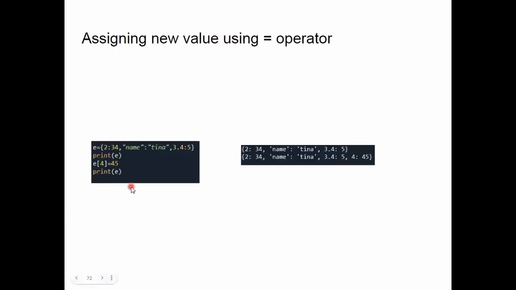Now accessing the values, how can we access the values? Suppose we have this dictionary and I'm printing what is present in E, so it is going to print this. Now I'm adding a new key with the value 45. This is the method using the assignment expression. And after that, if I want to print all the elements of the dictionary, I can print by using print.